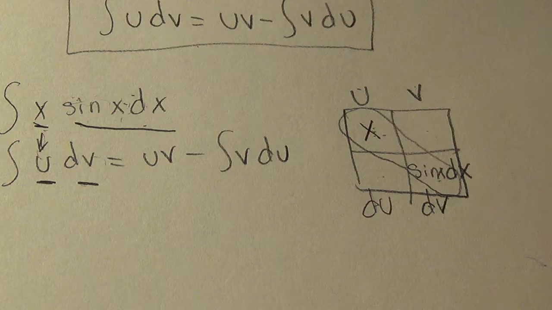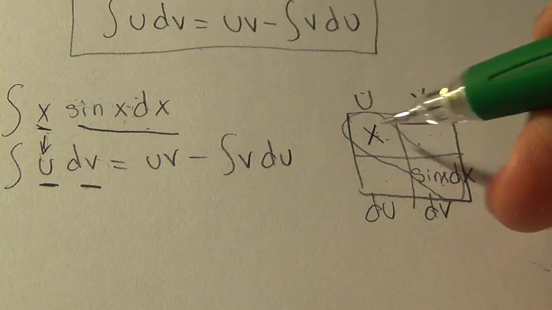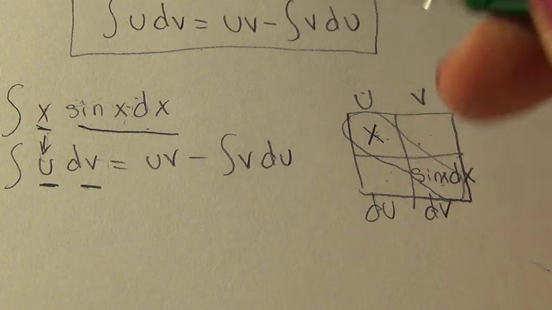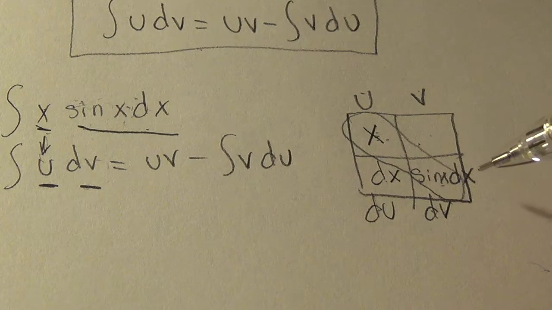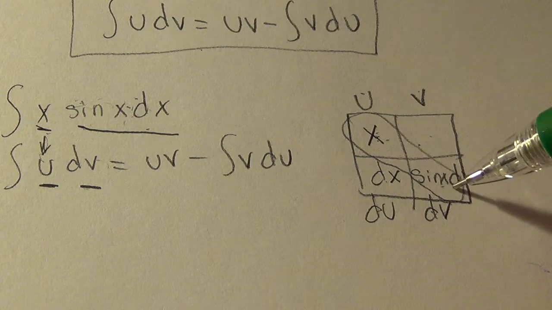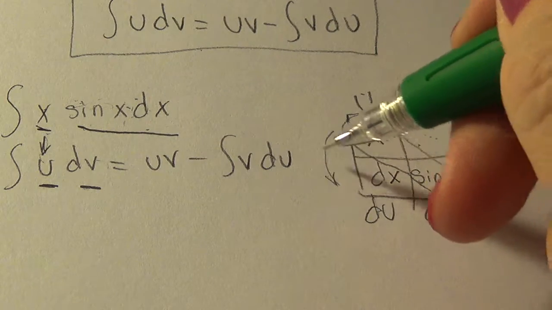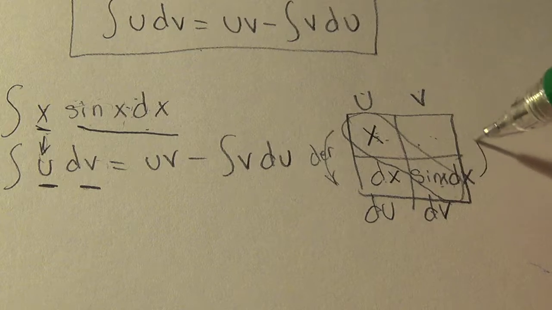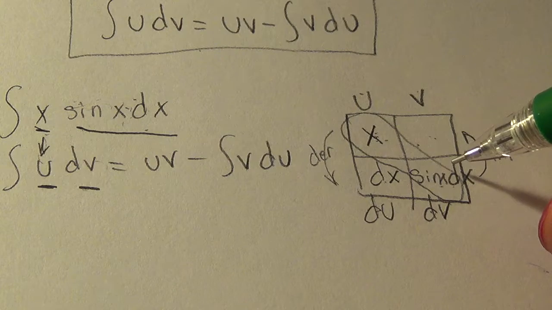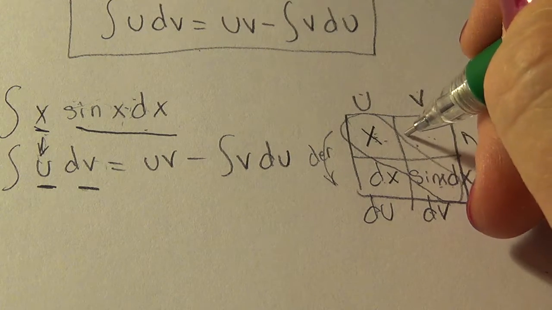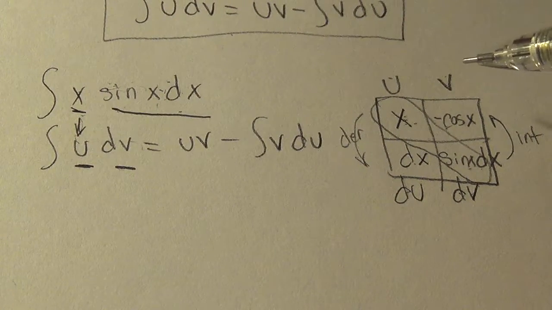Alright, so now I have to calculate this box and this box. If this is u, what is du? It's the derivative of that, so it's just dx, 1 dx. And what is v? I have to go from dv to v, so I'm going to have to take the derivative to go that way, take the integral to go that way. So the integral of sine x is negative cosine x. Alright, so how do I know if I've chosen correctly?